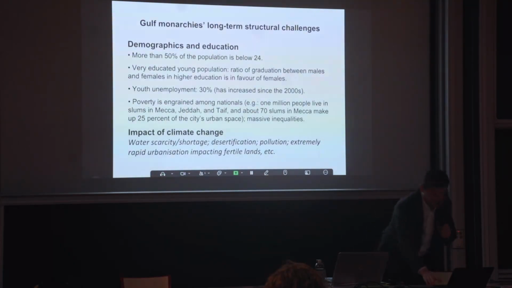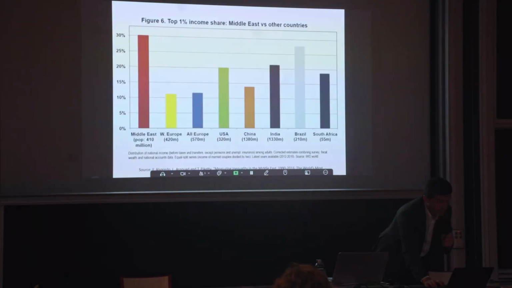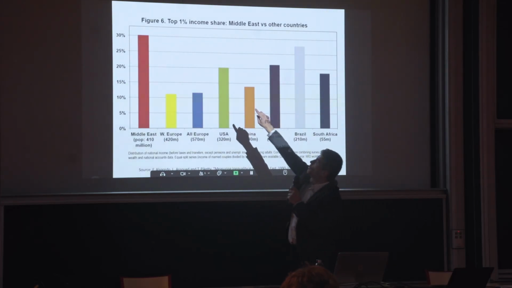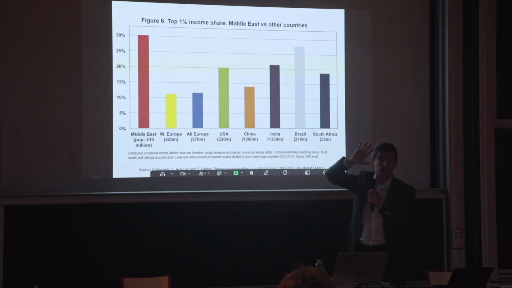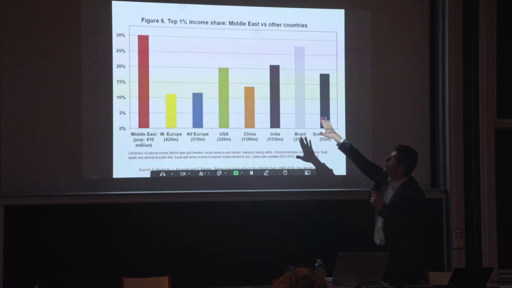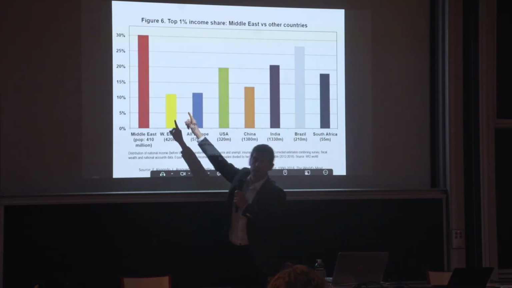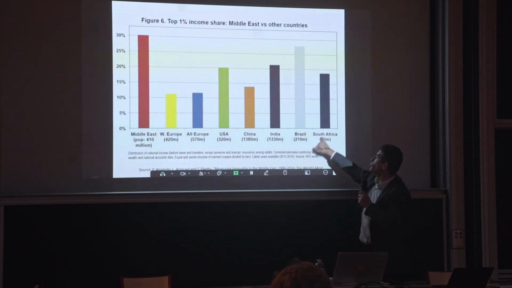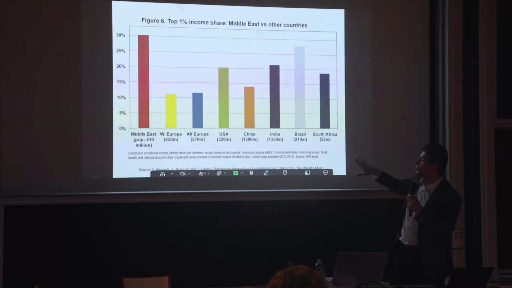There are massive inequalities related to that among nationals. I am talking about nationals. When you look at the Middle East, when you look at the top 1% income share, I'm talking about income only, not even about the total wealth of an individual. The top 1% in the Middle East own 30% of the total income of the country, which is a higher proportion than what we see in South Africa or in Brazil. These are recent figures, from 2020. So this is probably the most unequal region in the world, and I'm talking about nationals only here.